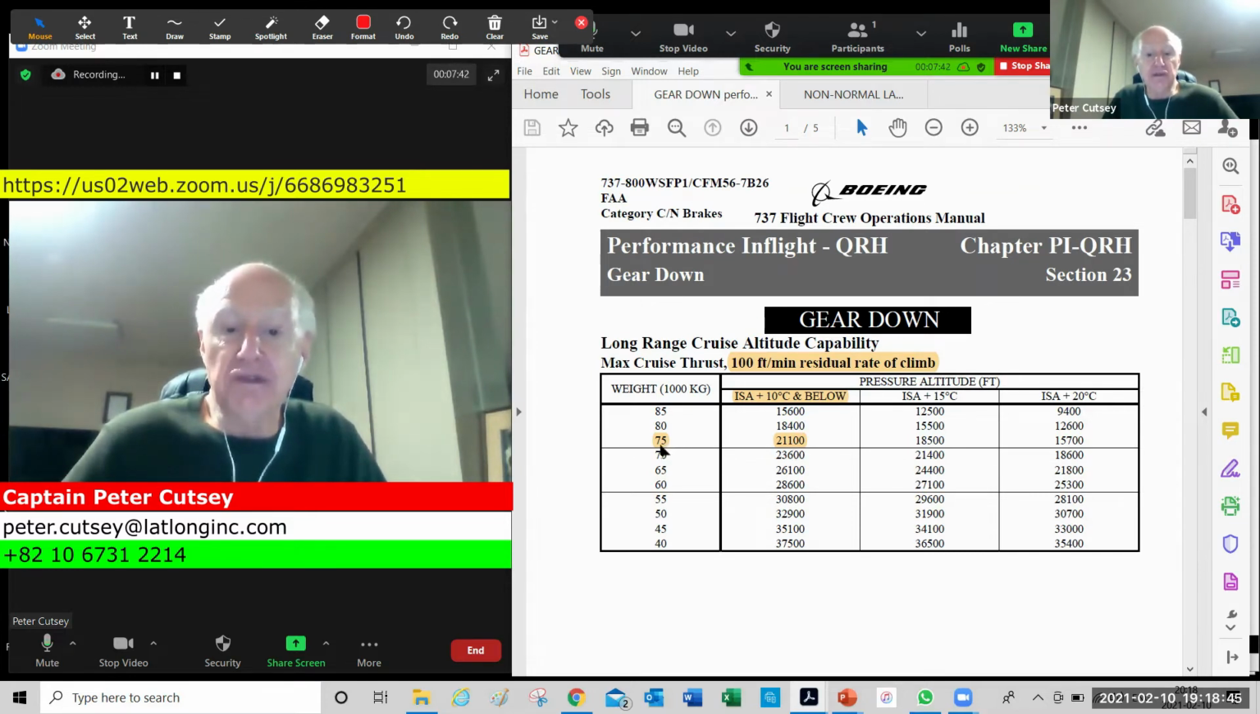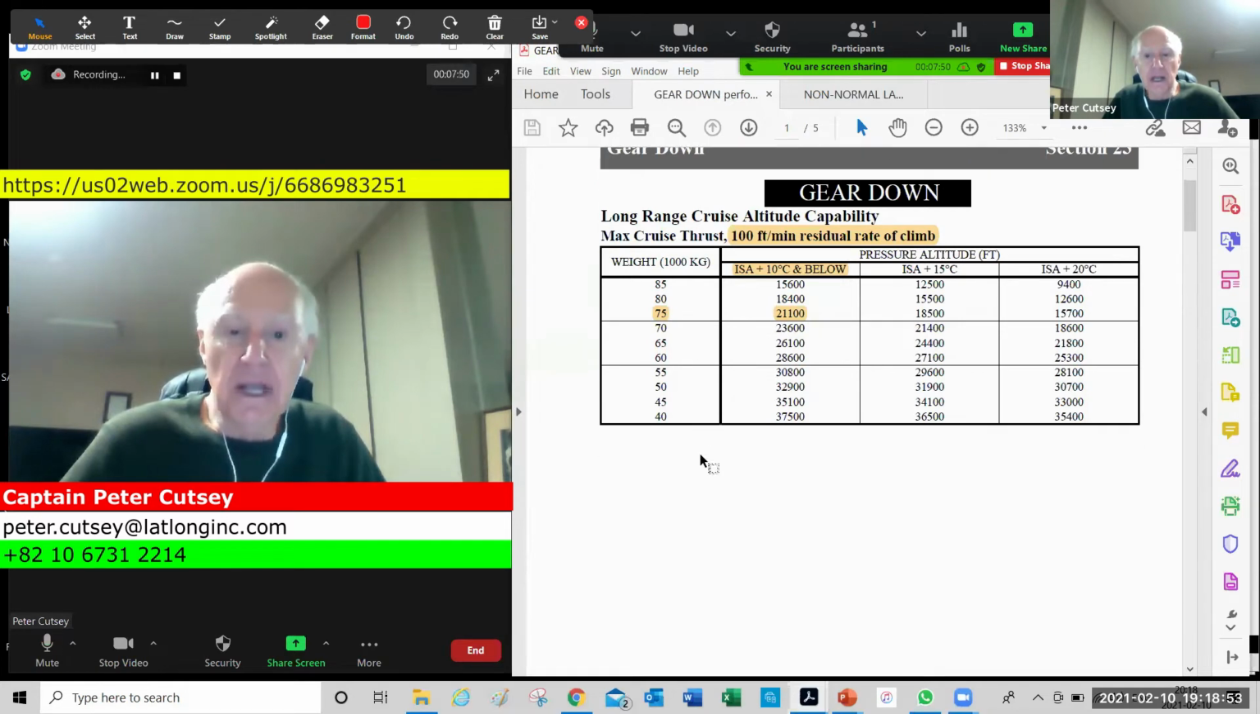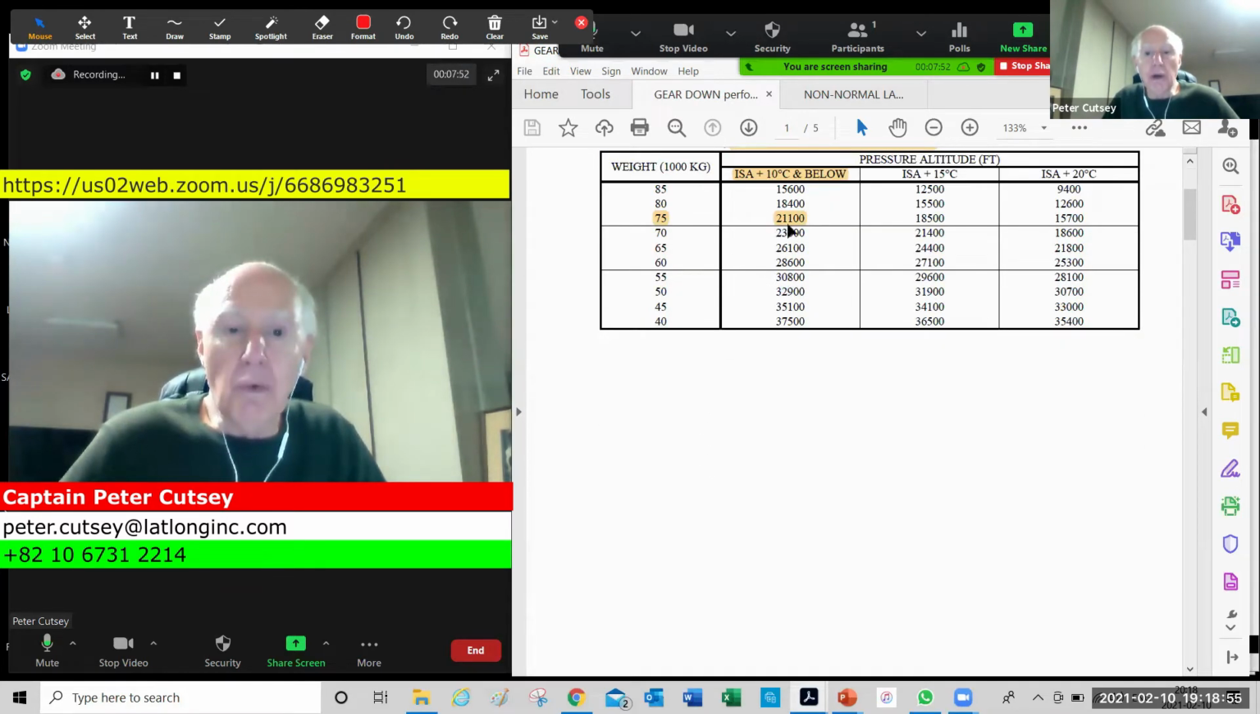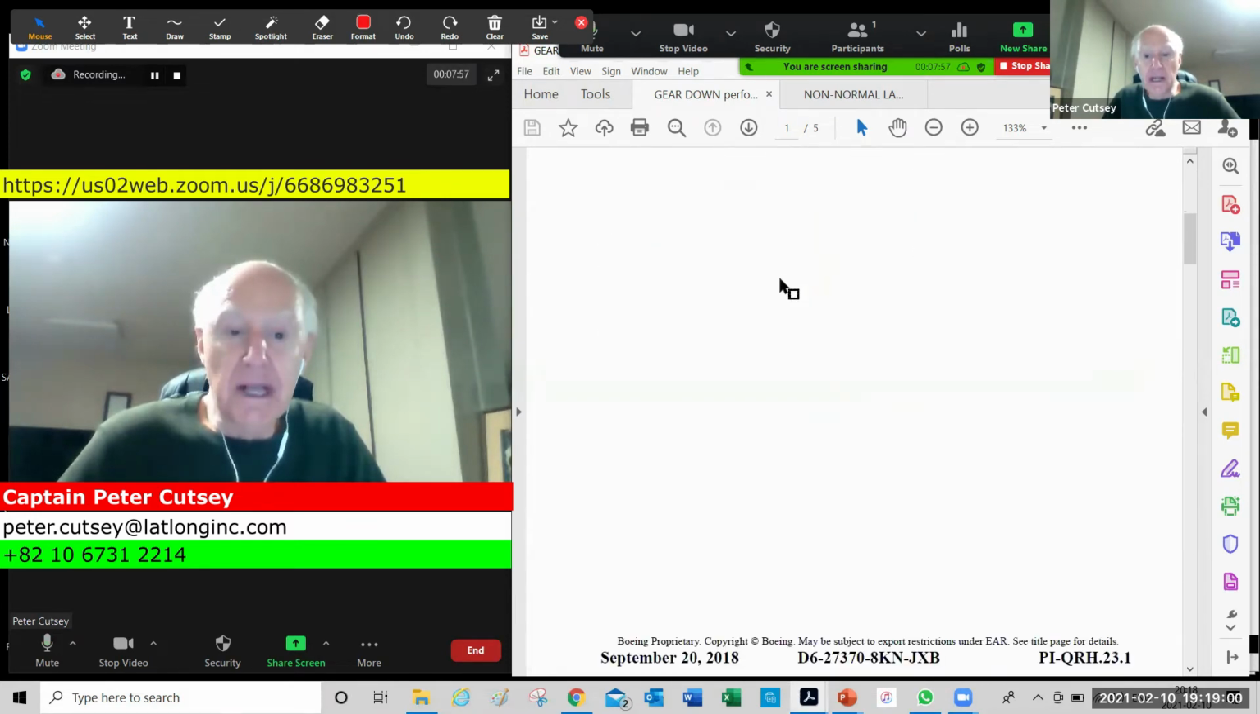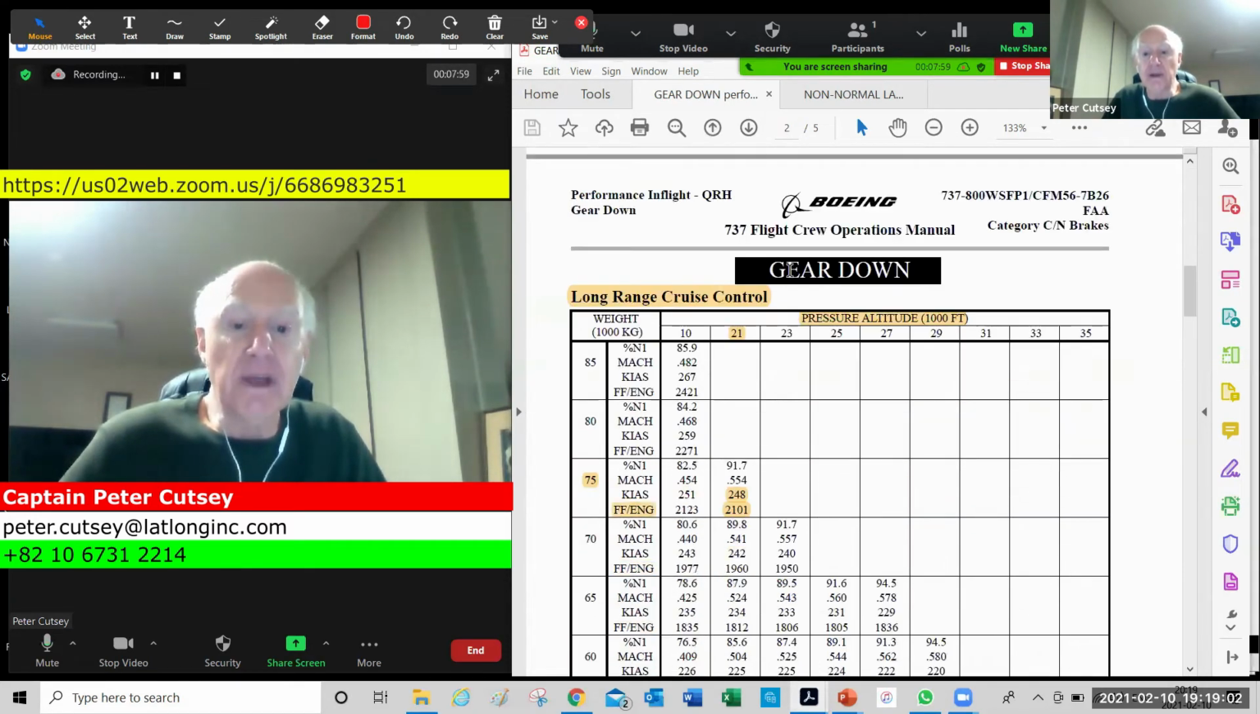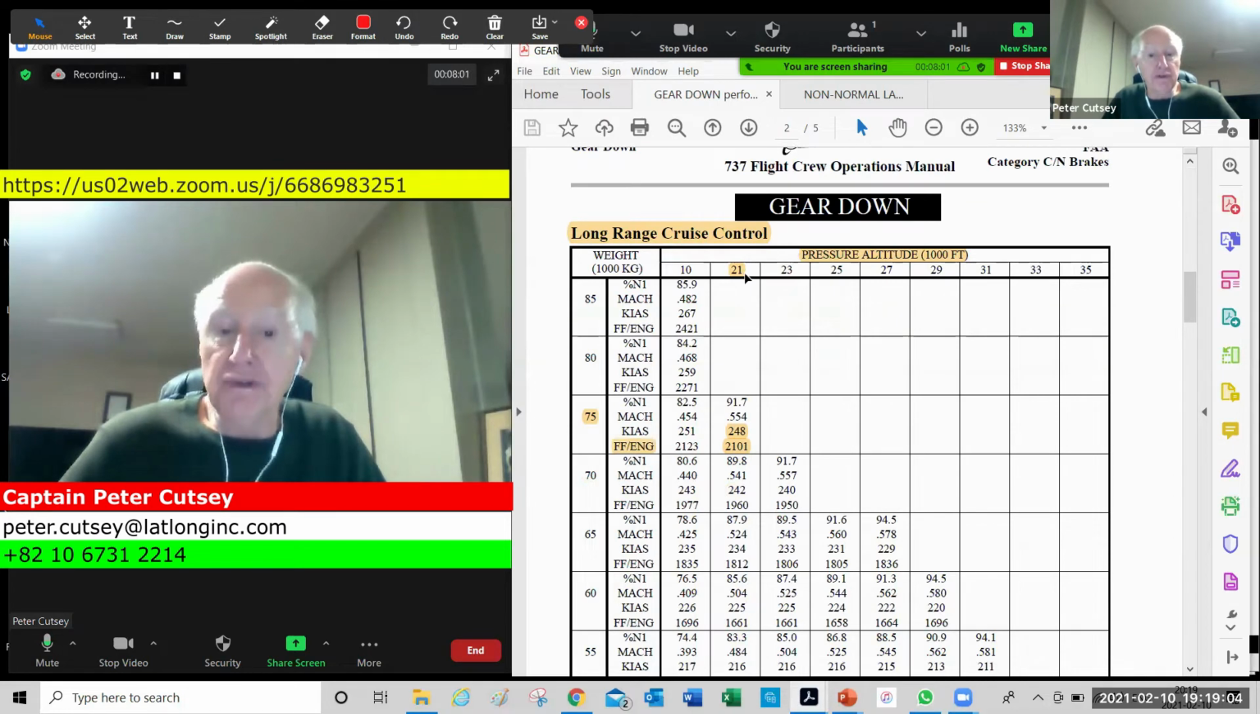We're using the example of 75,000 kilos, which is pretty heavy. Max takeoff weight for some NGs is 79,015 kilos. So flight level 211, or we're restricted to flight level 200, but that's close. So let's have a look at some figures for flight level 210. You're going to be at flight level 200 and 75,000 kilos.